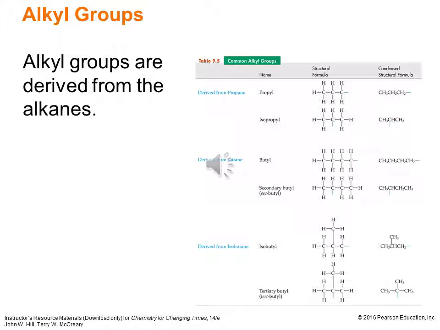So when we have alkyl groups as the substituents, these are derived from the alkanes. So if we have a group that looks like propane bonded on some other structure, we call it a propyl group. If we bond in the middle carbon instead of one of the end carbons, then we have what's called an isopropyl group.